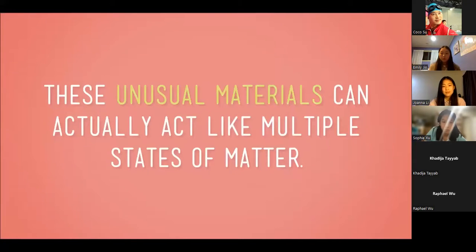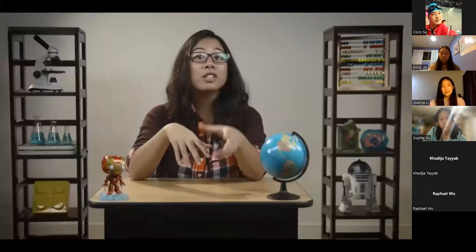Yes, some materials aren't so easily lumped into just one state of matter. These unusual materials can actually act like multiple states of matter. Neat, right? Want to meet just such a material? Then let me introduce you to non-Newtonian fluids. The what now? Non-Newtonian fluids are substances that don't behave like we expect them to. These fluids might look like one thing, but they behave like another.